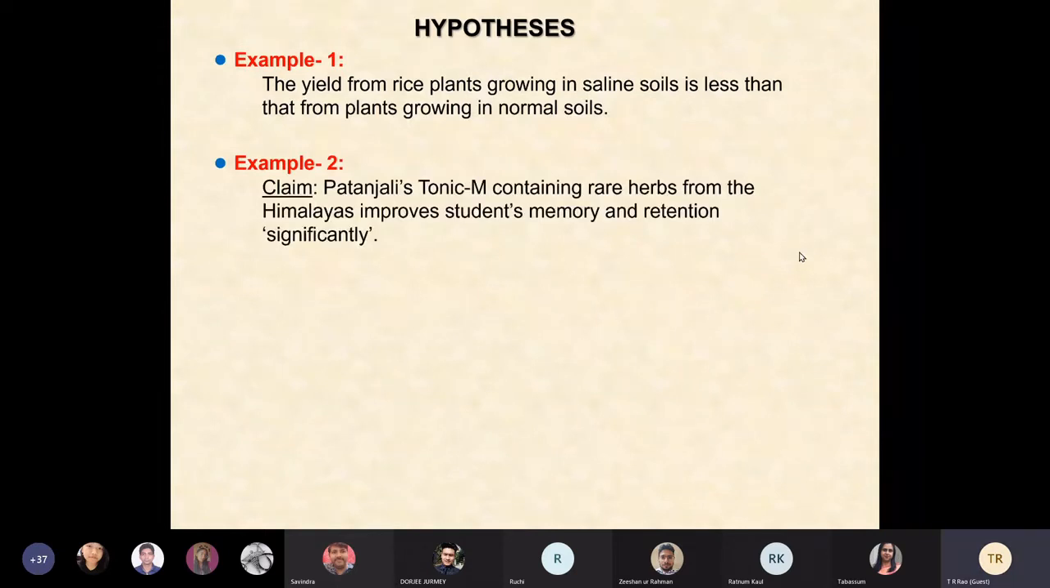Another example. Baba Ramdev has been making a lot of claims about everything, including cure for COVID. So this is a claim he makes, so we can take that as a hypothesis and go about testing it.